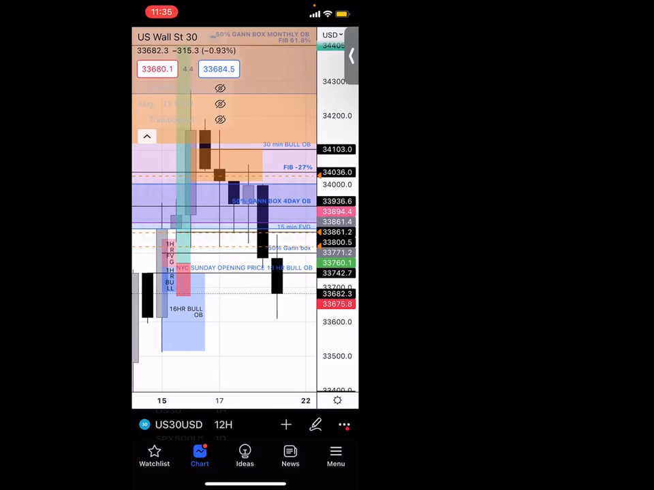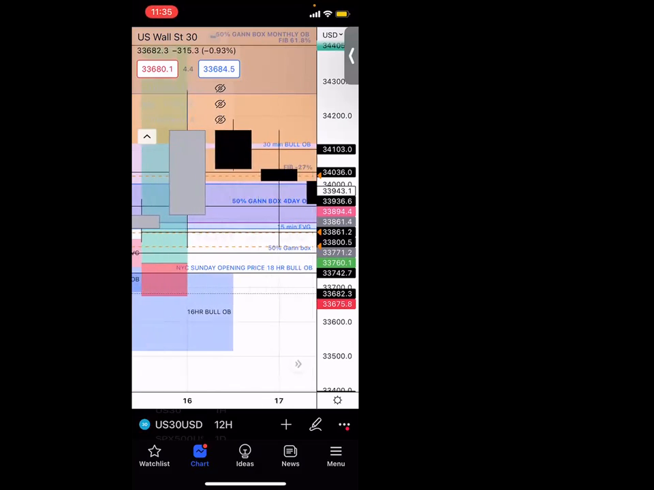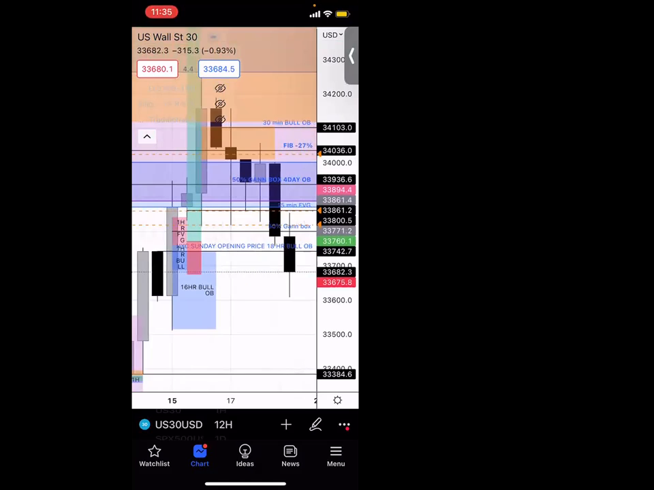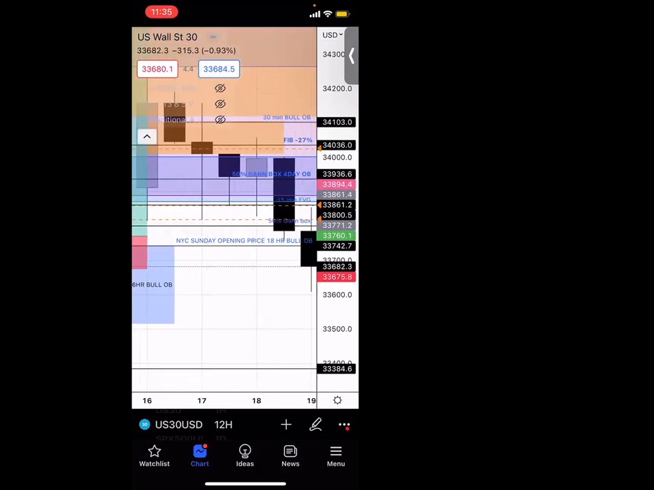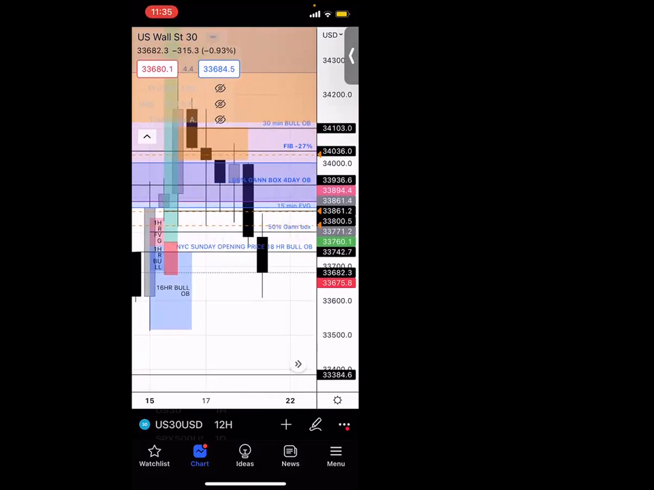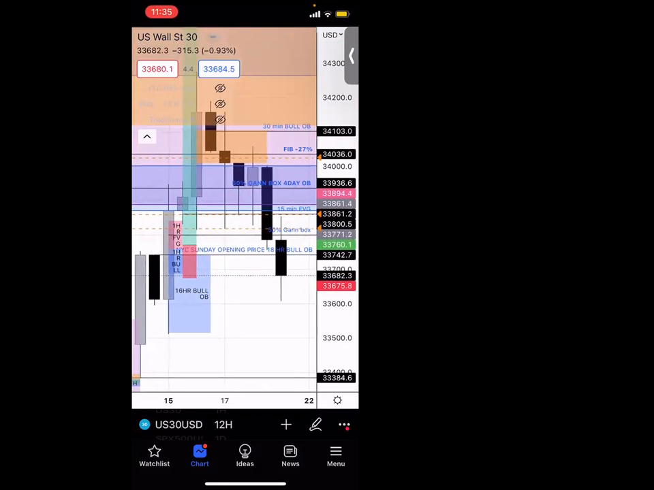So as we can see, there's a 16-hour bullish order block right here, and I've marked that up the Sunday because that was Sunday's opening price as well. So there was liquidity all in this area since Monday to Friday. There was liquidity resting underneath these candles for the week. So it's most likely to pull back into this bullish order block, the 16-hour bullish order block.